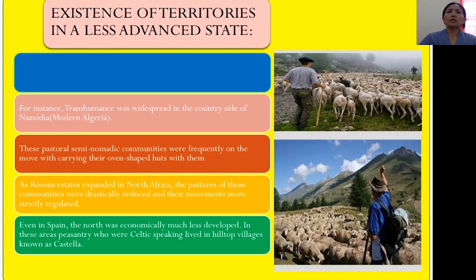Existence of territories in a less advanced state. Large areas of the Roman territories were in a much less advanced state. For instance, transhumance. Transhumance means the herdsman's regular annual movement between the higher mountain regions and the low lying ground in search of pasture for sheep and other flocks. It was widespread in the countryside of Numidia, which lies in modern Algeria. These pastoral, semi-nomadic communities were frequently on the move, carrying their own oven-shaped huts with them. As Roman estates expanded in North Africa, the pastures of those communities were mostly reduced and their movements became strictly regulated.